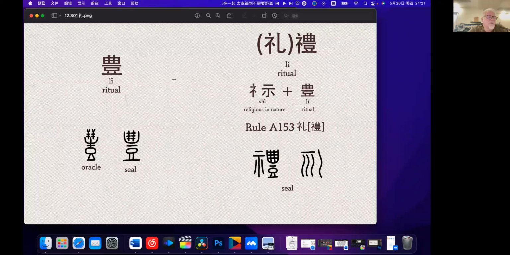The other Chinese word for Sunday is Xing Qi, which means the star date of the sun. It's also related. But li is an offering.